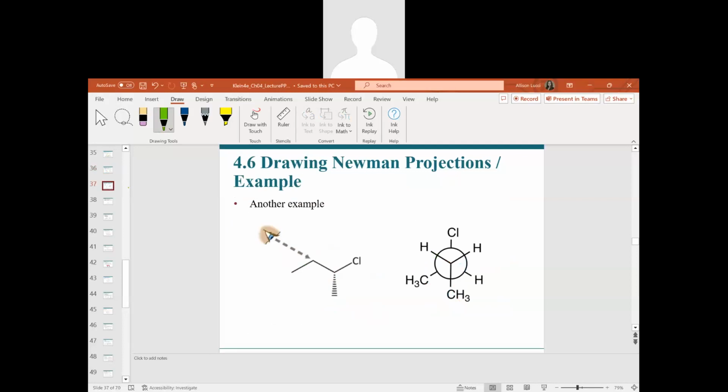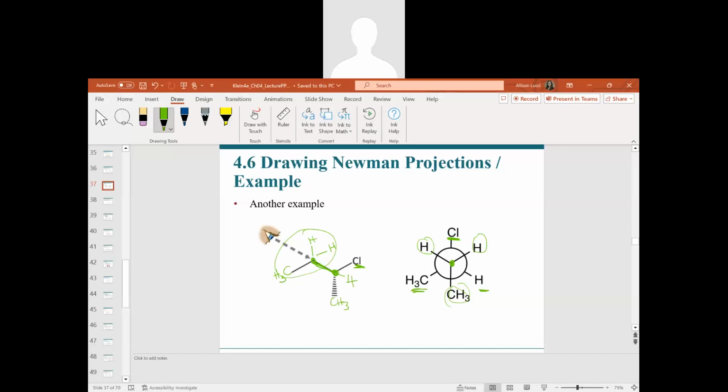So let's look at this structure here. So we're going to start with this carbon here and this carbon here. So this is the bond that we're looking down. So this carbon in front has 2 hydrogens and a methyl group. So that's what we see here represented between these 3 groups on our front carbon. And then on the back, we see a chlorine, right? So that's up here on our back carbon, and then we also have a hydrogen, of course, that's here. And then we have another methyl group down here.